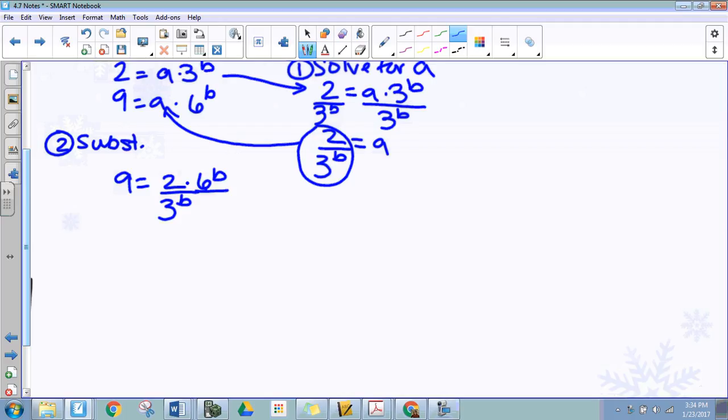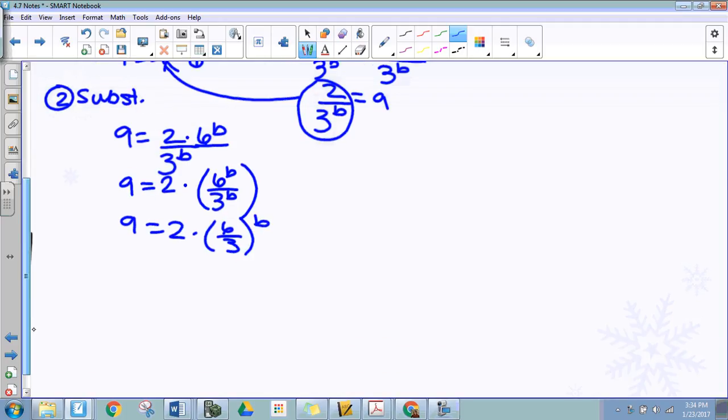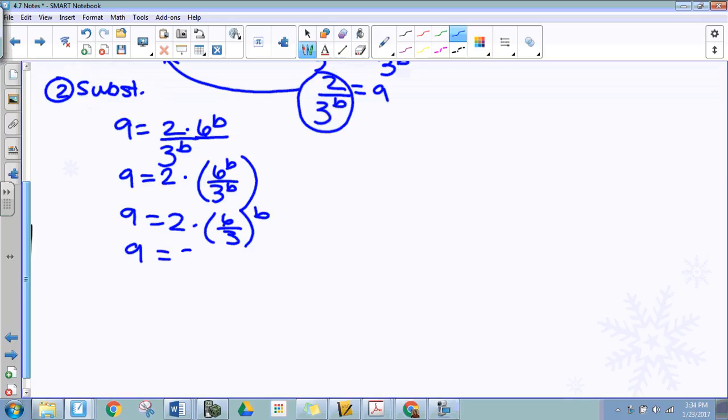Using our rules with exponents, these have the same exponent, 6 to the b over 3 to the b, so we can group them together. So we have 2 times 6 to the b over 3 to the b. I have changed nothing, I've just grouped it differently. And we can use our rule of exponents and take out the b. So I have 9 equals 2 times 6 over 3 to the b. And so then this gives me 9 equals 2 times 2 to the b. I just use my rule of exponents: they have the same exponent, so I can take it out and divide those numbers.